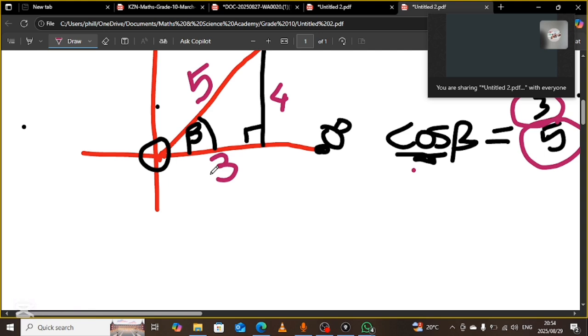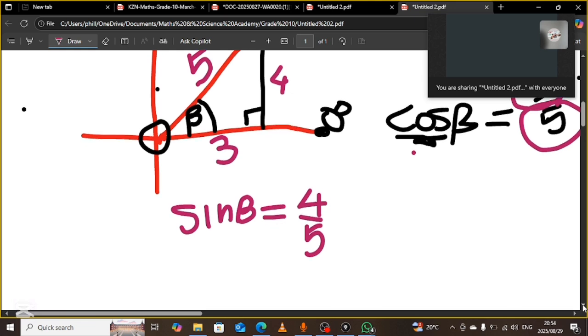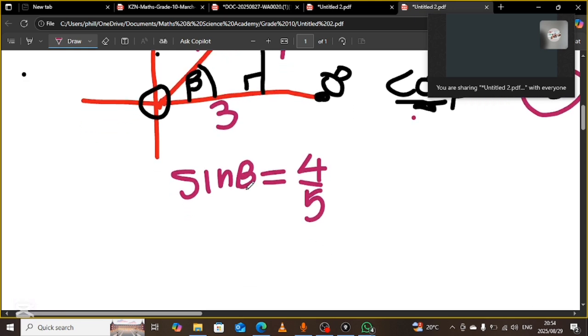Trigonometric ratios. Okay, let's use the trigonometric ratios. You can use sine. Sine beta is equal to 4 over 5. Multiply by 5. Solve for beta. Remember this is sine beta, right? We want to make beta the subject of the formula, so we want to remove this sine in order to remain with beta. So what is our beta? Our beta, let me see. It's going to be the inverse sine.